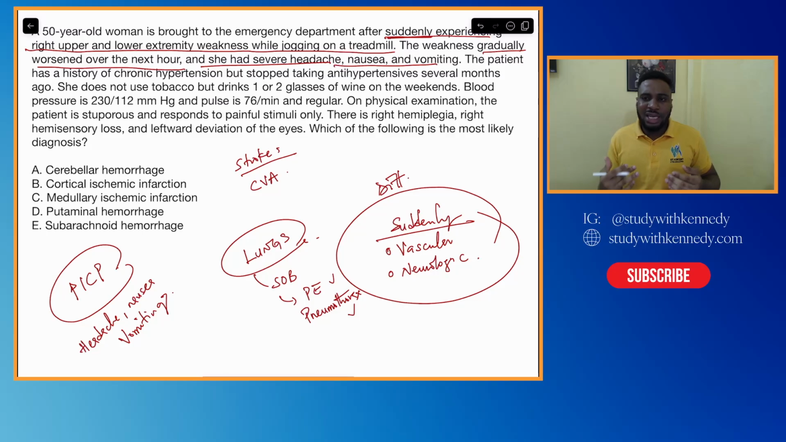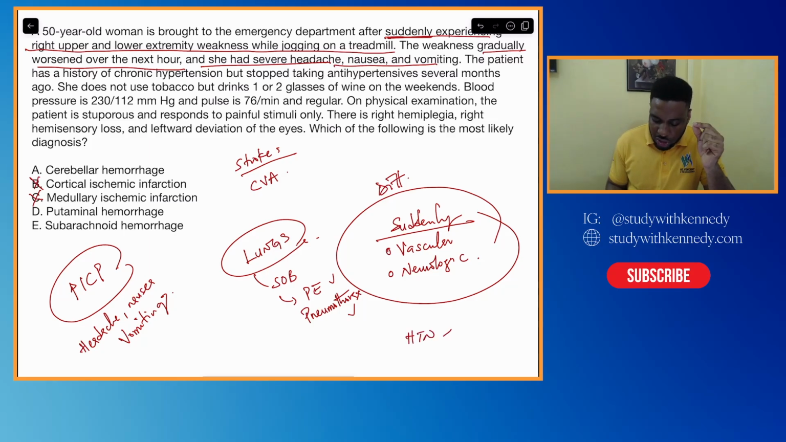But when they tell you that there are signs of increased intracranial pressure, you immediately begin to think this is probably hemorrhagic stroke. If you thought of that already, you rule out option B and option C. So this cannot be an infarction. This has to be hemorrhagic stroke. But just maybe we are not sure. Let's go ahead. The patient has a history of chronic hypertension. History is important.